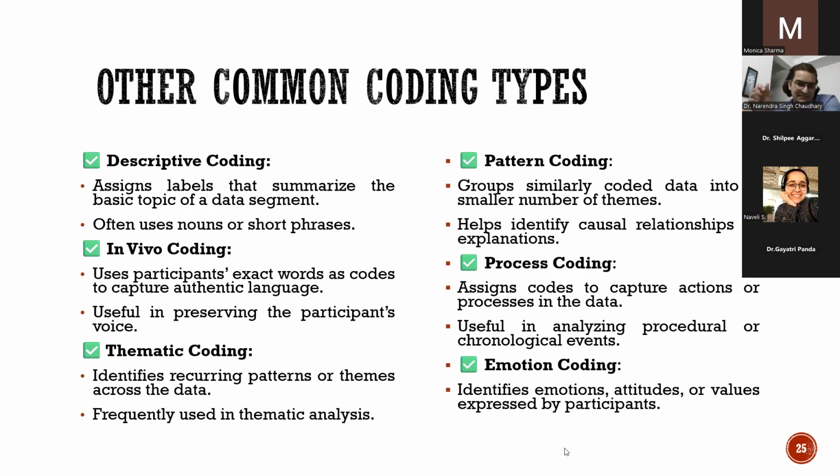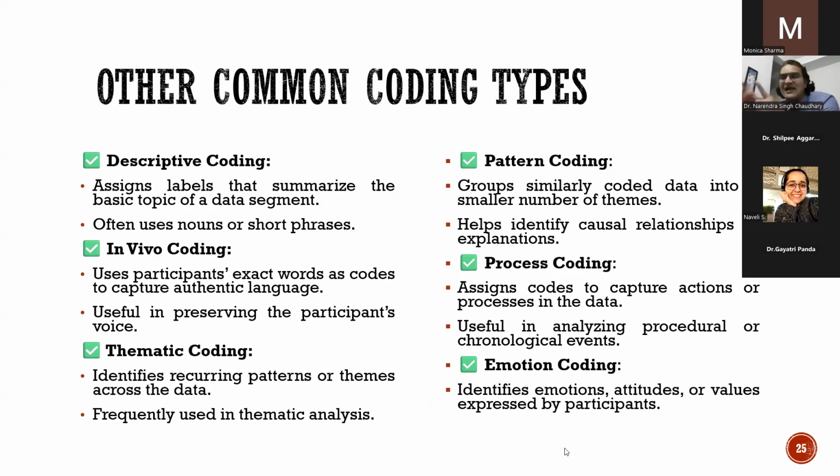Then thematic coding, I am trying to identify the recurring patterns or themes across the data, and that is frequently used in thematic analysis. And then I am going with pattern coding, where I try to group similar coded data into smaller groups of themes. So I'm trying to identify the causal relationship or explanation that this phenomenon is happening because of this particular aspect. And when I talk about process coding, it assigns codes to capture actions or processes in the data, right?